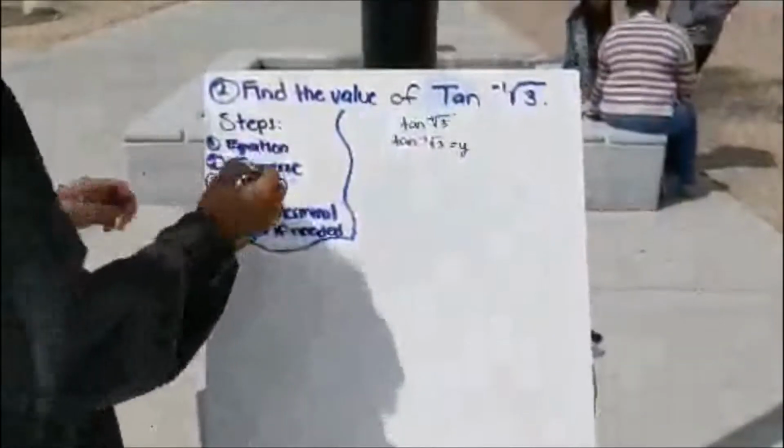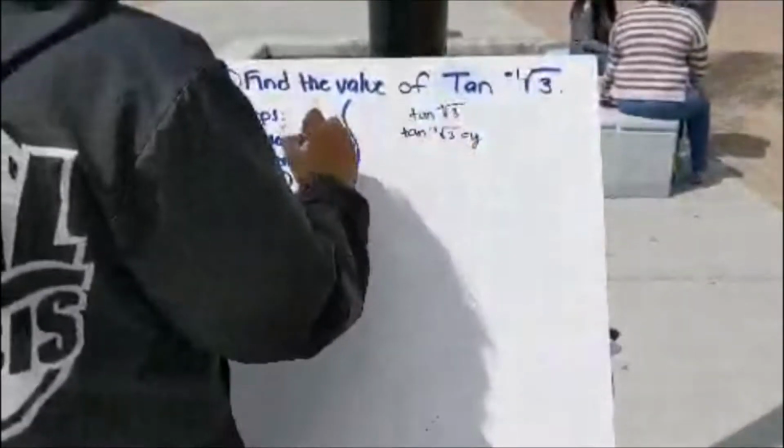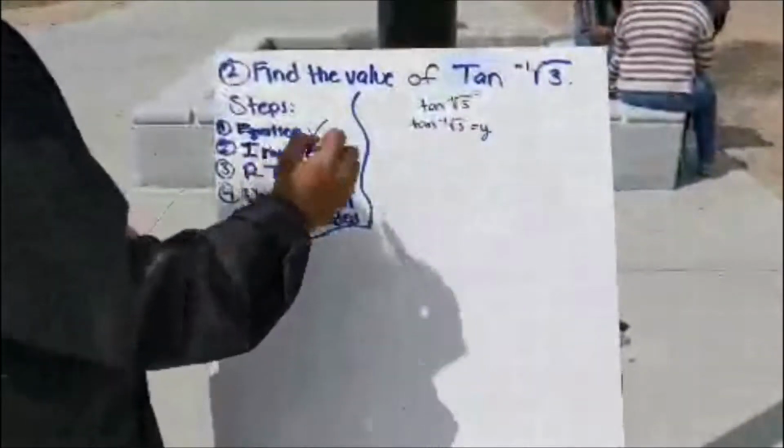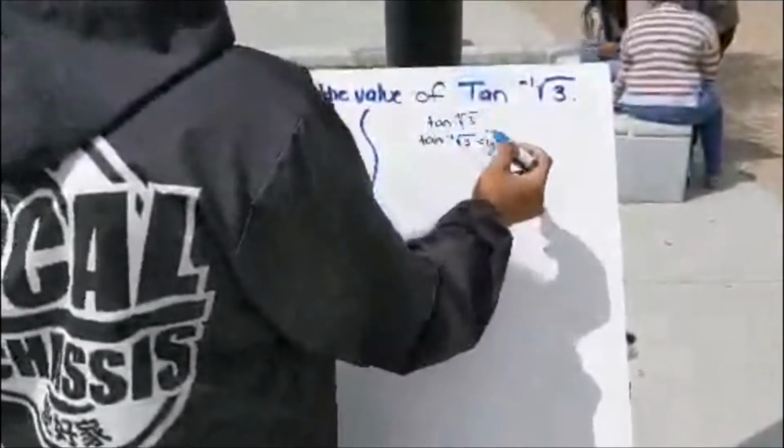The problem number 2 asks you to find the value of inverse tangent radical 3. The first step is to set it to an equation which you already have. You can set it to any variable. The next step is to find the inverse of the problem. So what you're going to do is you're going to switch radical 3 and y.